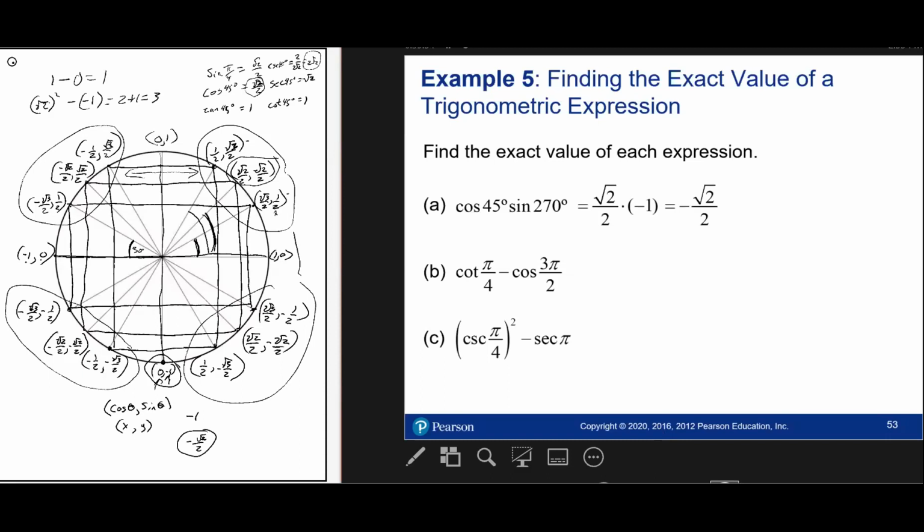Is that what I got? Yeah, negative square root of 2 over 2. I worked it down here. And then the next one is you get 1 minus 0, which is just the 1, which I got there. And then this one, the square root of 2 squared minus a -1, which is 2 plus 1, which gives us the 3. Any questions on this?